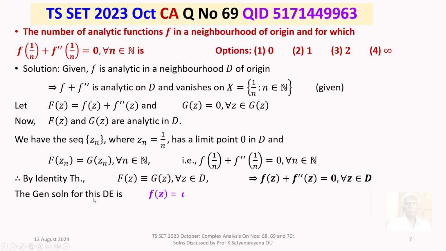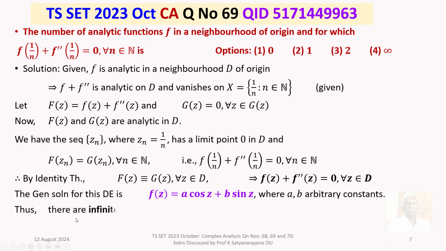The general solution for this differential equation is f of z is equal to a cos z plus b sin z, where a and b are arbitrary constants. Since a and b are arbitrary constants, how many such functions will be there? There will be infinitely many such functions f of z, which satisfy the conditions of the given question.